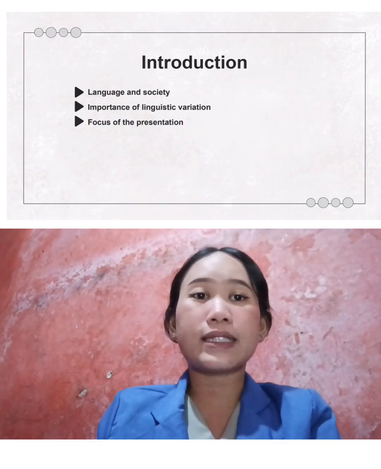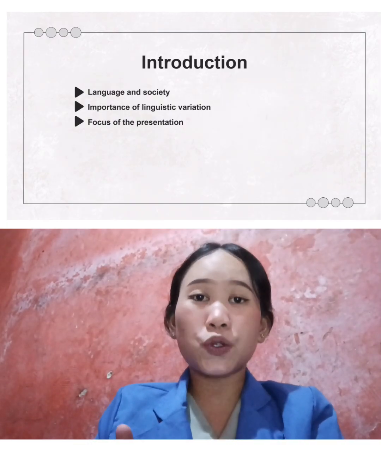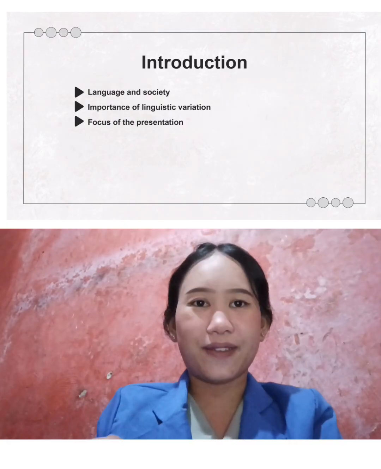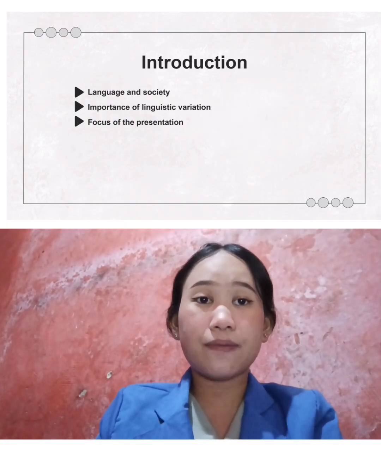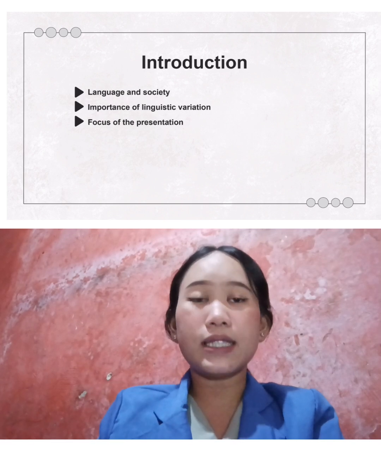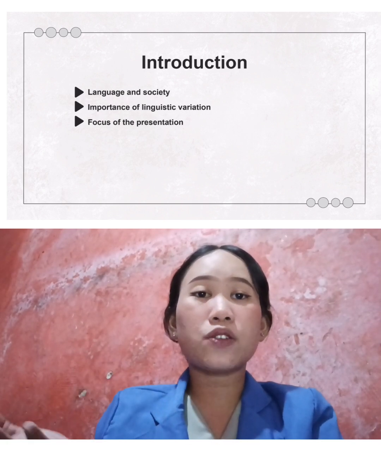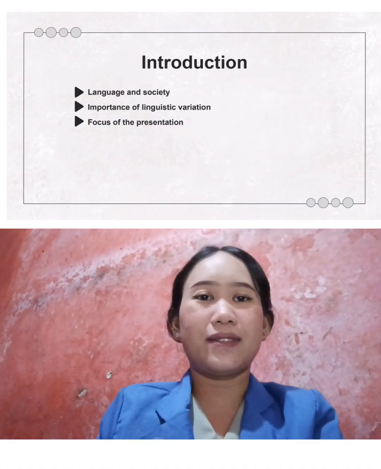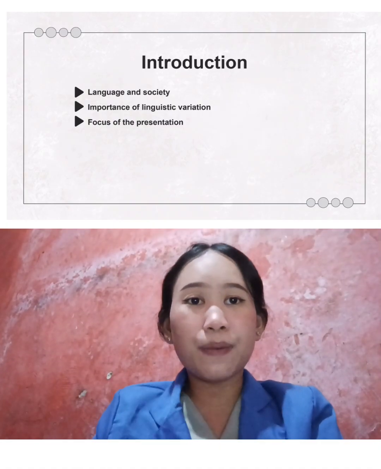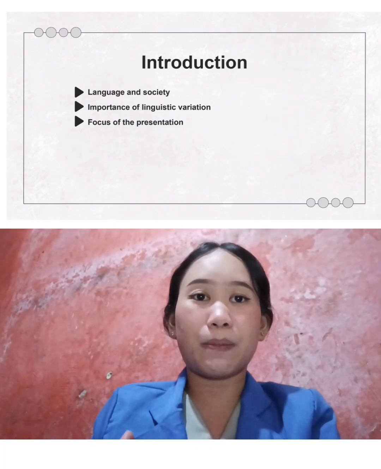Language isn't only a system of grammar and vocabulary, but also a social tool used by people in daily life. Because people come from different social backgrounds and live in different environments, language use also becomes different. This is why sociolinguistics is important. Sociolinguistics helps us understand why people speak differently even when they use the same language.